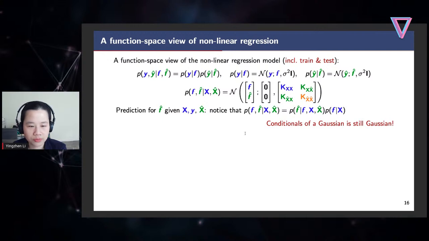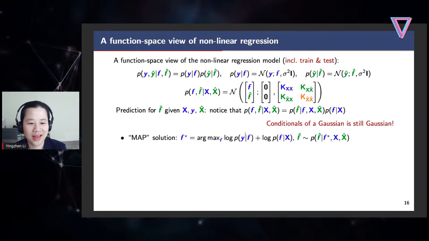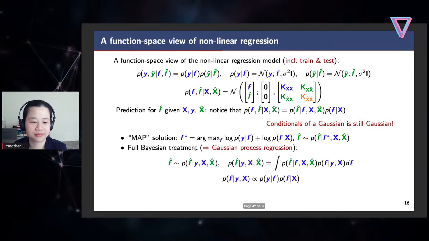So now, prediction with this function space model can be done in two ways. One is essentially you get the MAP solution for the function output on training data. And then you plug in this MAP solution for the function output of the training data into this conditional Gaussian, and then you can essentially sample the Gaussian predictions for your test data. So this is what I call MAP, because you are actually using a point estimate on the training data for the output on the training data.